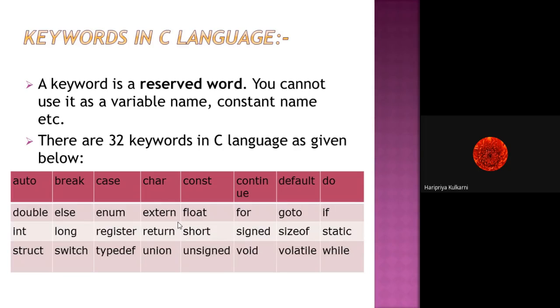There are a total of 32 keywords in the C language, which are like double, else, enum, auto, break, case, char, const, continue, default, do, if, static, while. Whatever keywords I have shown here are all known to the compiler. You cannot use the same name for any location in your program.